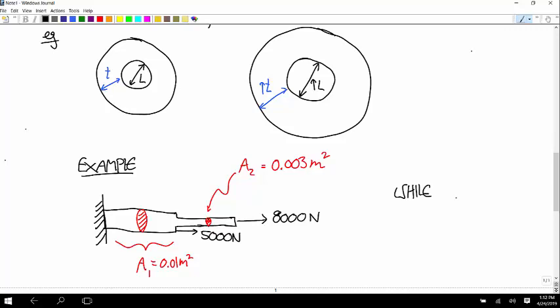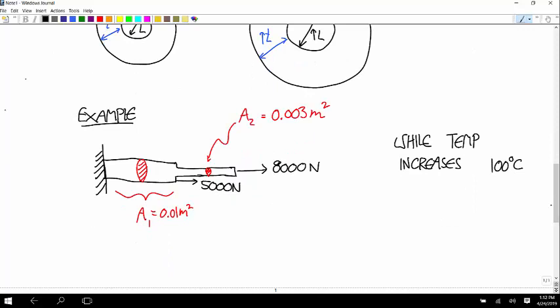So this all happens while the temperature increases 100 degrees Celsius. We will say that this material is copper.